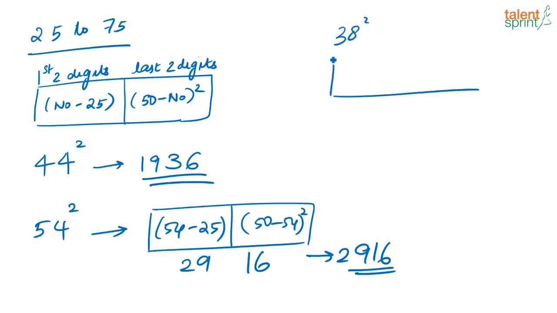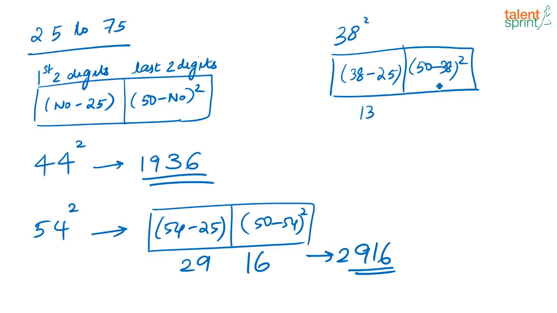Now this, when I explain this question, I'll also explain another concept to you. So what is 38 squared? Again, the first two digits is the number 38 minus 25, correct? The last two digits is 50 minus 38 the whole squared. So again, what is 38 minus 25? I get 13, correct? Again 50 minus 38 is 12 squared, that is 144.